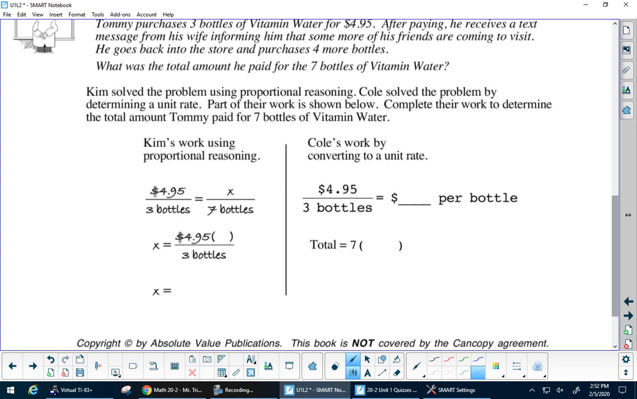Now here's another thing. Kim knows it's $4.95 for 3 bottles. How much would it be for 7 bottles? Now from the work we've been doing, how would you solve this one? Right, the 7 can take the escalator and come up here. Now guess what? X is by itself and it's on top. So all you have to do is go 4.95 times 7 and then divide by 3. And you'll find out how much for 7 bottles. How much is it? $11.55.